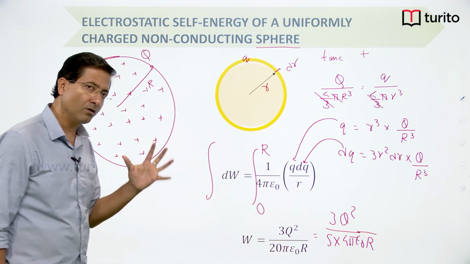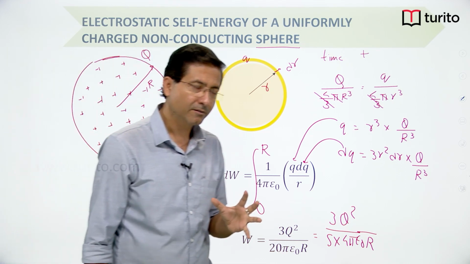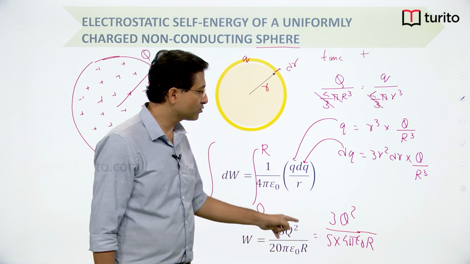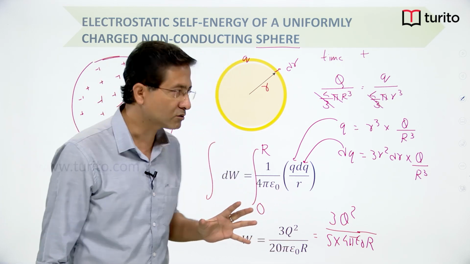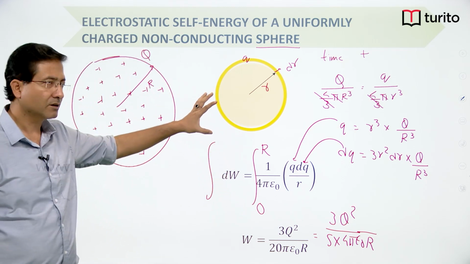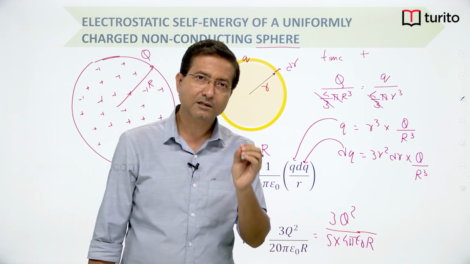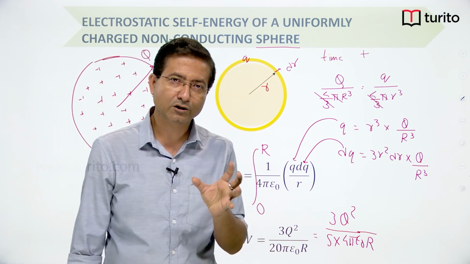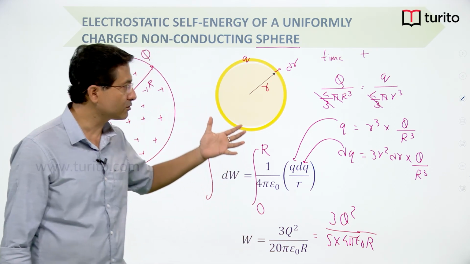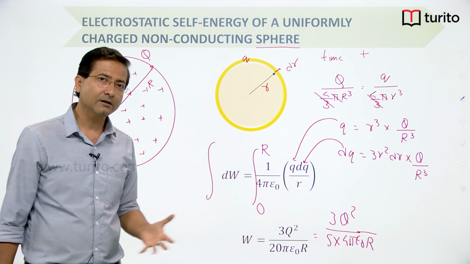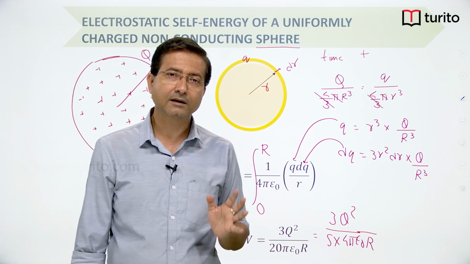In the previous case for the hollow sphere we got Q square upon 8 pi epsilon naught R. In this case we are getting 3 Q square upon 20 pi epsilon naught R. So, this is the energy associated with the solid sphere. Today we have talked about the self energy of a solid sphere and the self energy of a hollow sphere, right. In the next session we will discuss a few problems based on self energy, and then we will start potential, right. I hope you have enjoyed today's class. Thanks for watching.